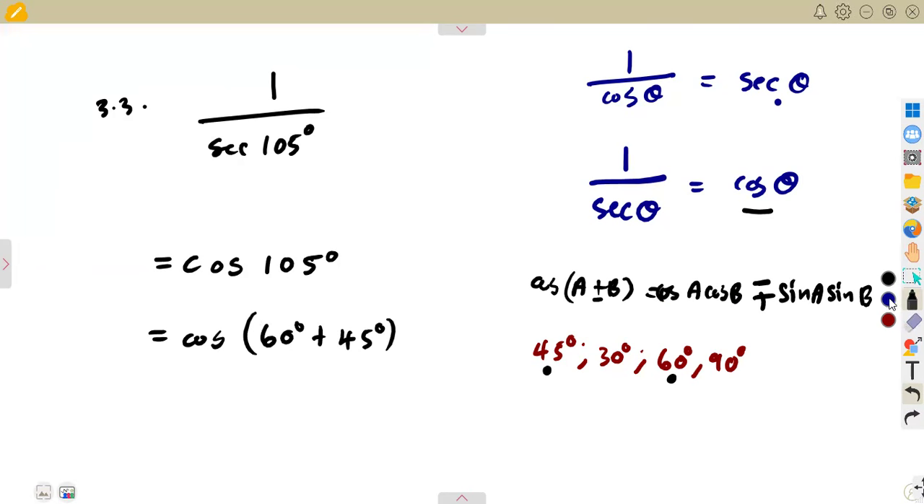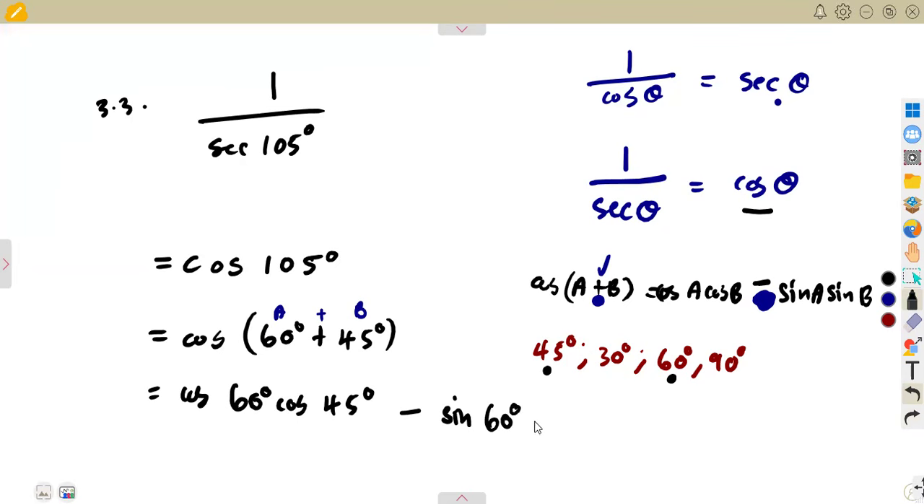So it is just like you are given cos A plus B. If it is cos A plus B like this, it is going to be cos A, cos B, minus sine A, sine B. So it means this is going to be cos A, which is cos 60 degrees, cos 45 degrees, minus sine A, sine B, which is the sine of 60 degrees, the sine of 45 degrees.